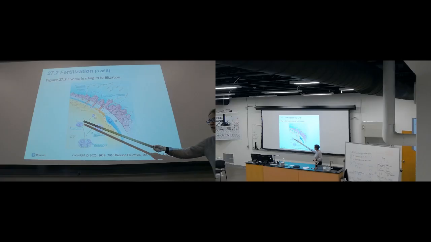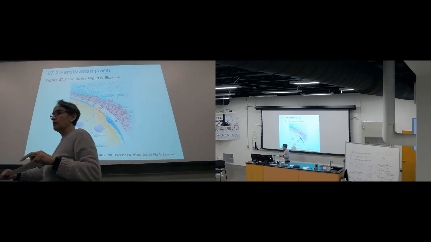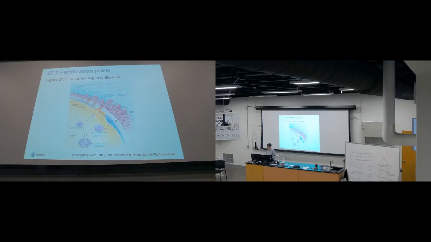So this one contributes 23 chromosomes, and this one 23. So these ones that were earlier haploid now become a diploid cell. So if someone has a mitochondrial disease, it will come from the maternal side. And then the rest of the sperm cells will be rejected.